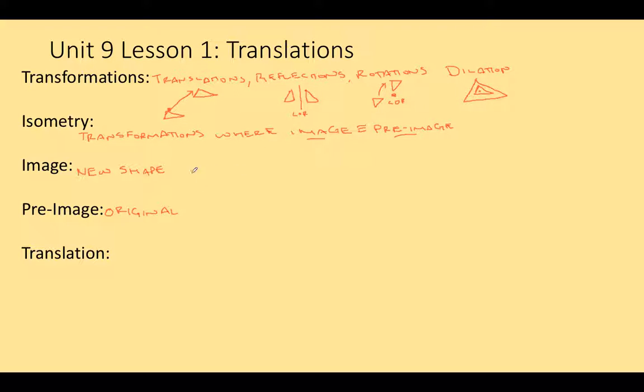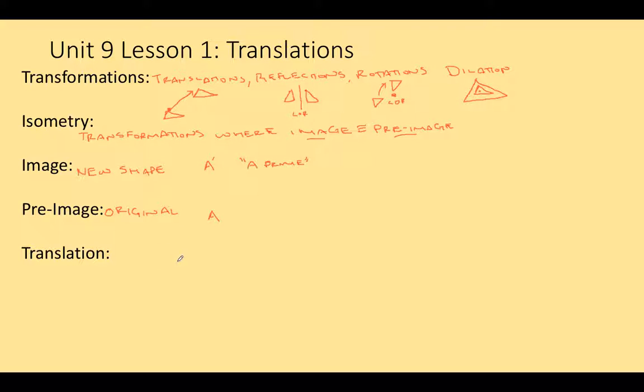So pre-image, image. And we have some notation. And so like if I had an original point, the pre-image, we'll call that A, well, then the image would be A prime. And you have this little dash mark here. And again, the way that we would say this, we would say A prime, indicating it was the new thing.